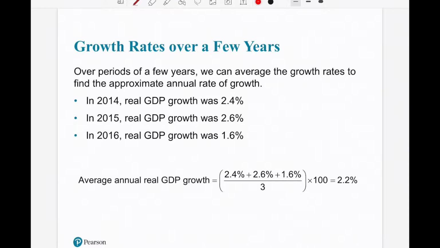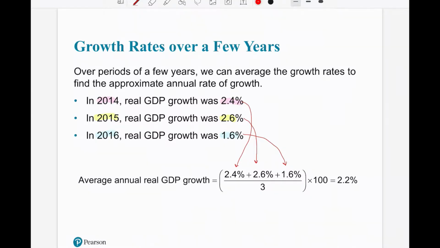Now, after finding the growth rate, we can also take the average over a few years. Now, of course, to find the average of anything, you just sum up the numbers and divide by however many there are. So in our case here, we have our values for 2014, 2015, and then 2016. So all you do is just add up those values, and then divide by however many there are. So we have 3. So times 100, that gives us our average annual real GDP growth of 2.2%.